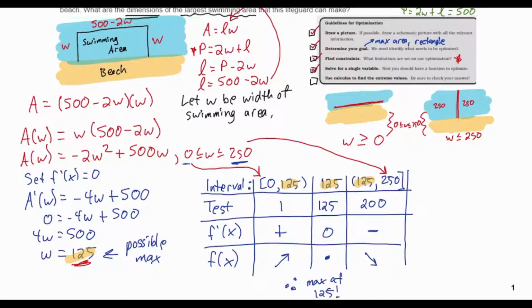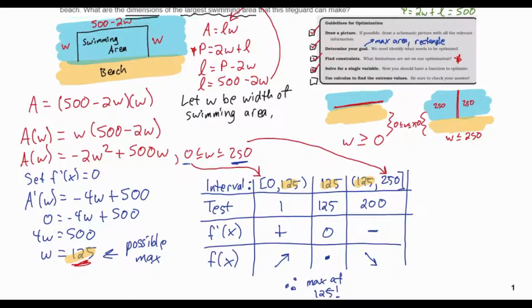All right, that's great. So we have successfully found our endpoints. We have successfully found our critical point. We have successfully confirmed that our critical point is a maximum because we set our derivative equal to 0, and we tested points on either side and determined that it does follow the correct pattern for being a maximum. Now let's actually interpret our results.